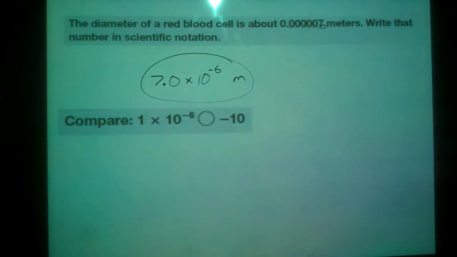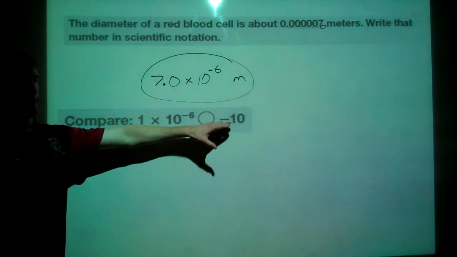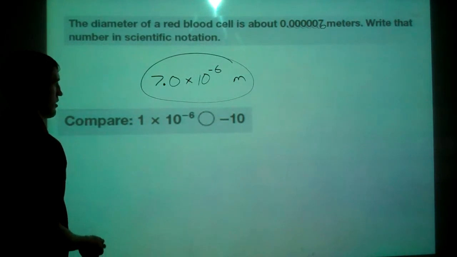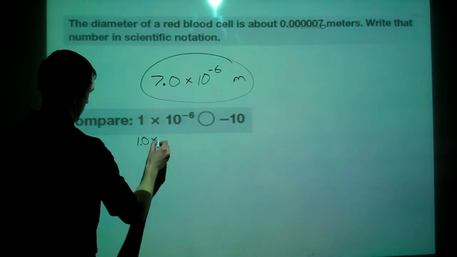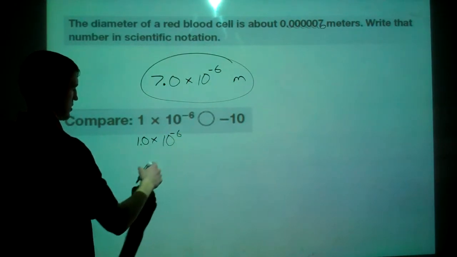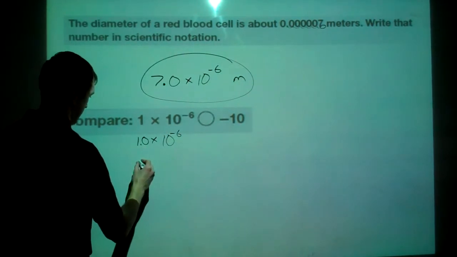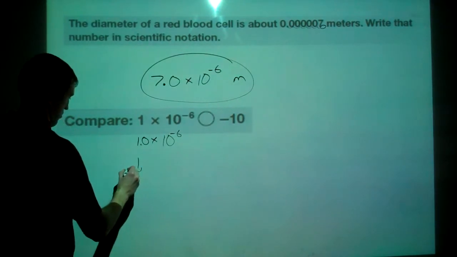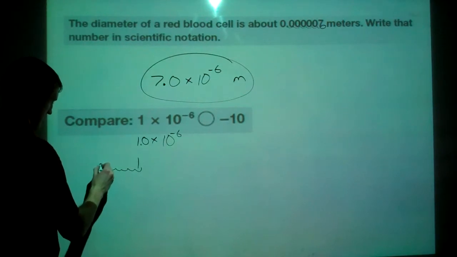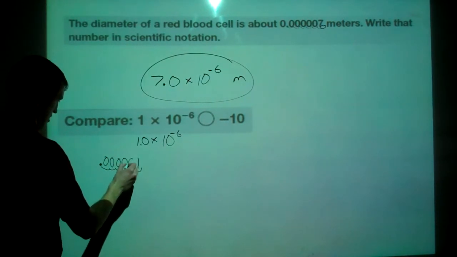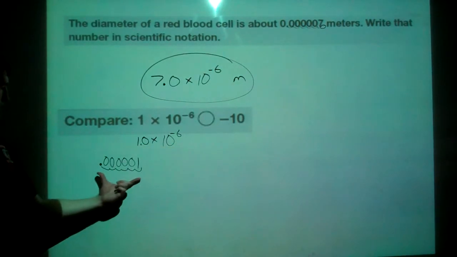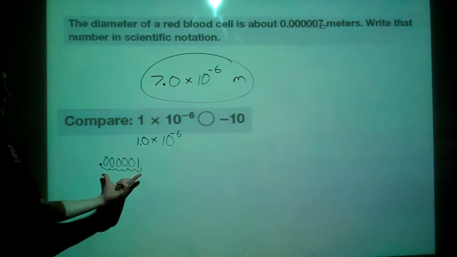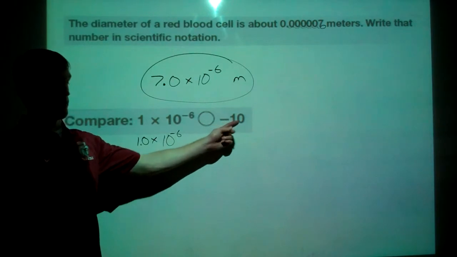Alright, we'll compare these two numbers here real quick. 1 times 10 to the negative 6 and negative 10. Which one's bigger? Alright. This number right here is basically 1.0 times 10 to the negative 6. Negative 6 means we're going to move this to the left 6 spots. 1, 2, 3, 4, 5, 6. Fill these with zeros here. And what's bigger, this number or this number? Well, this is a very small number, but it's still positive. And if it's still positive, that means it has to be bigger than negative 10.